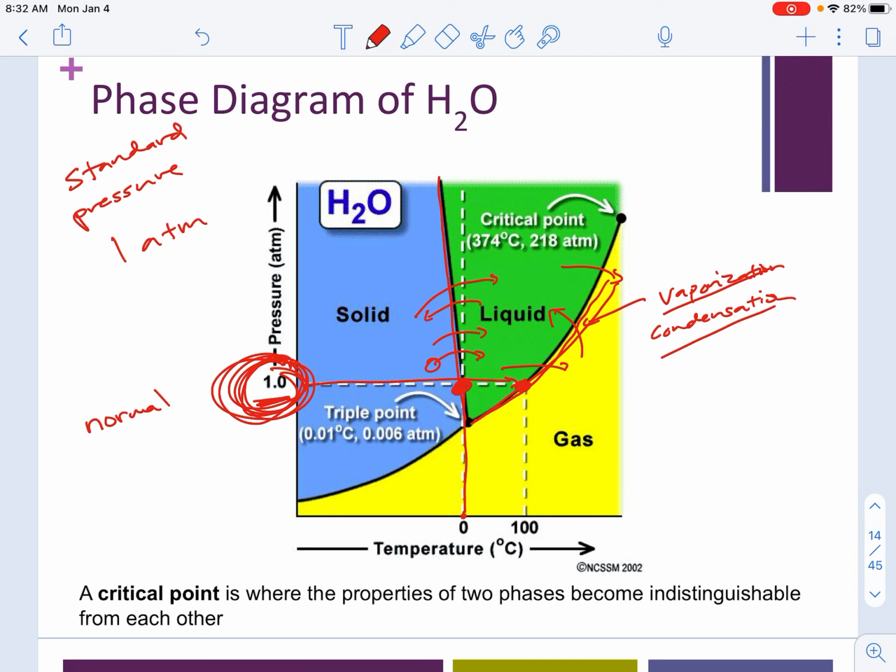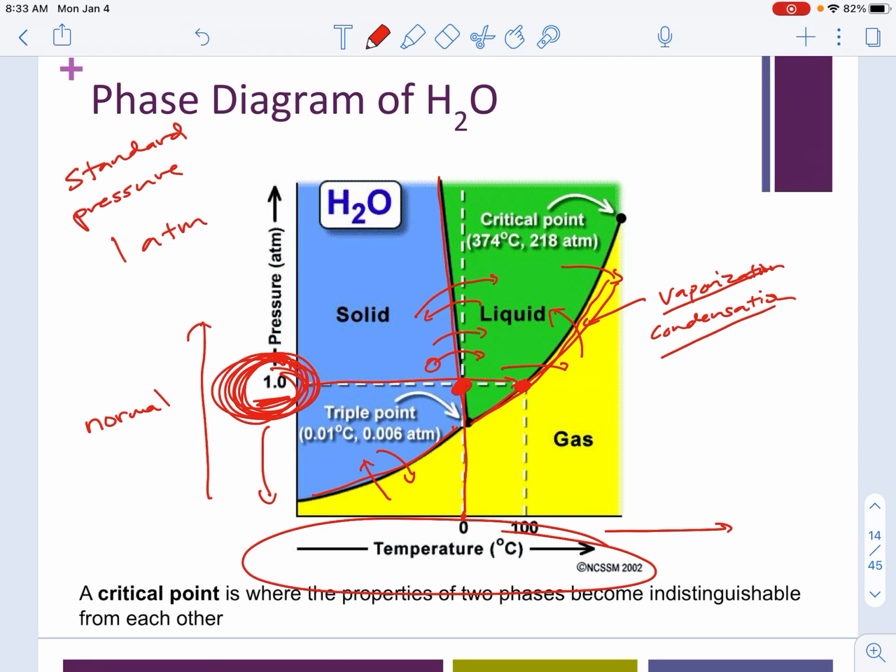Perfect. And the last thing to be aware of is that you can change from a solid to a gas, or a gas to a solid, depending on the pressure. This is not going to happen at 1 atm of pressure. You're going to have to change the pressure and decrease it. Then from a solid to a gas is sublimation, or a gas to a solid is deposition. That can happen at different temperatures and different pressures. Just be aware that temperature is increasing from left to right, and pressure is increasing from bottom to top.